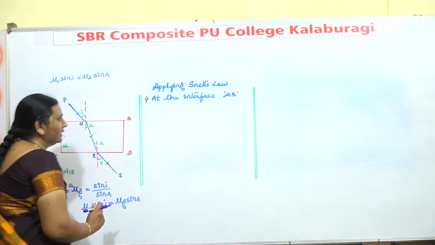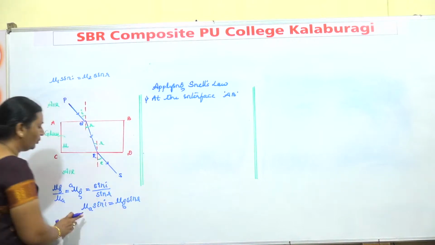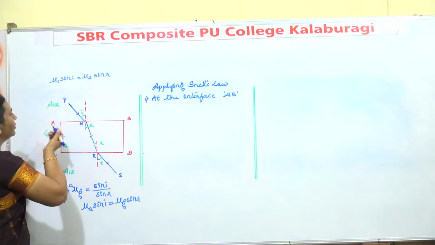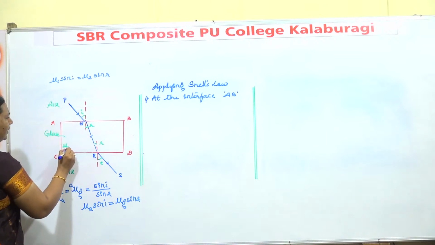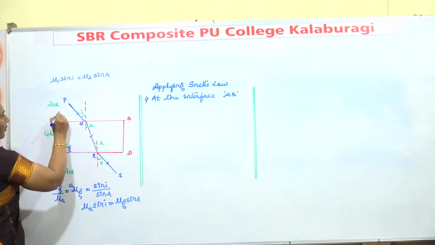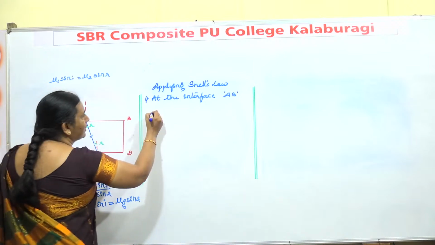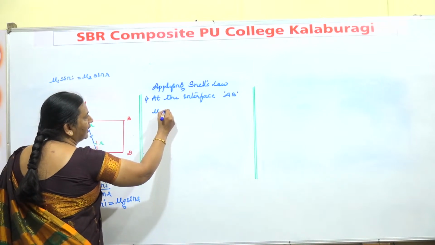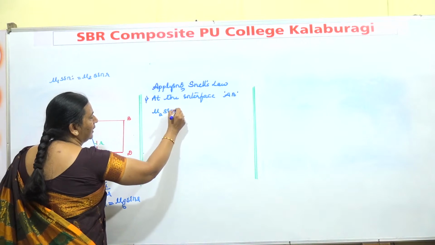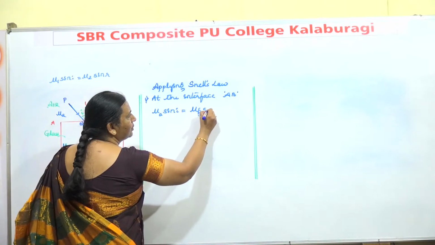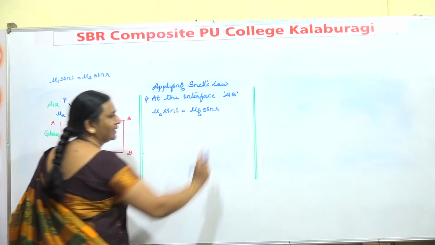Let me write it in a similar way. Let me keep mu of glass and mu of air as they are. So I'll write mu of air into sine of I will be equal to mu of glass into sine of R. I can write like this.